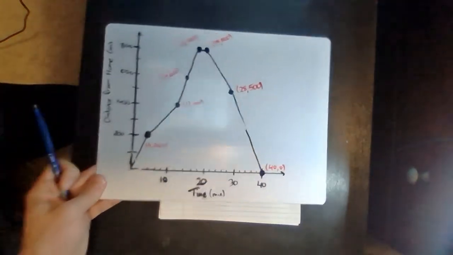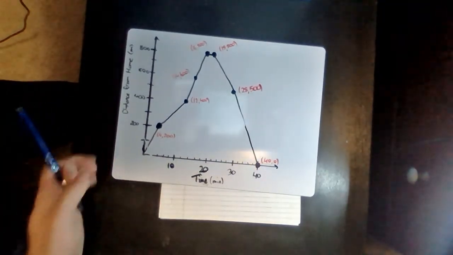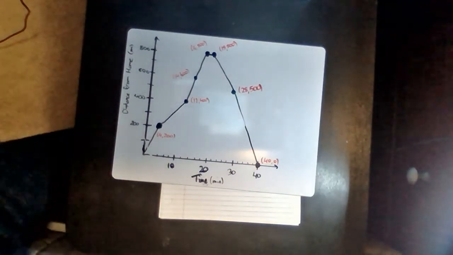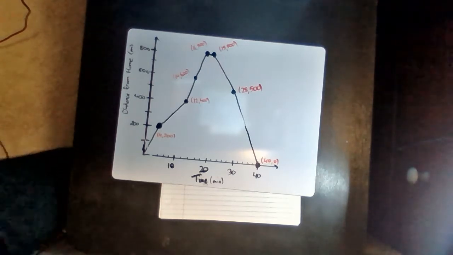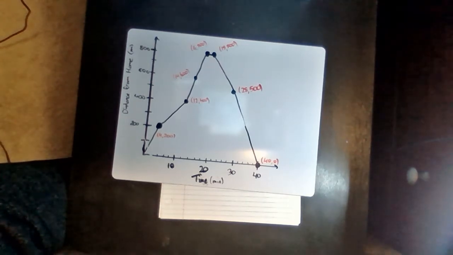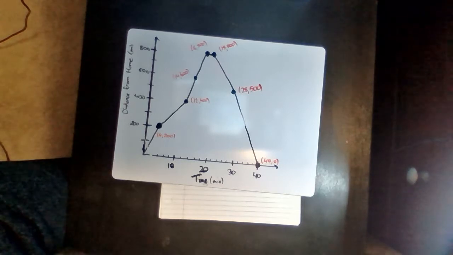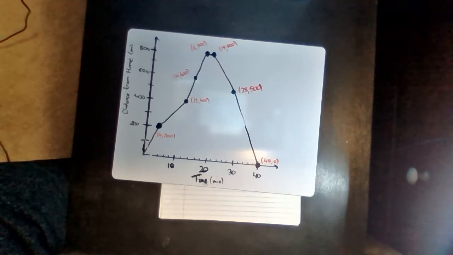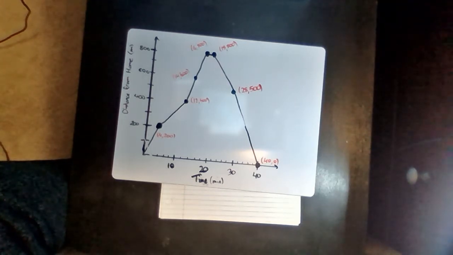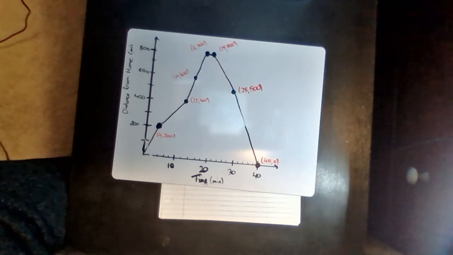So in the first example, we have a graph that looks like this. I've drawn out the graph that's in your notes or in the completed note. What they tell us about this graph is Billy's mother sends him to the corner store for milk and tells him to be back in 30 minutes. What is the average rate of change for the different sections of Billy's trip?